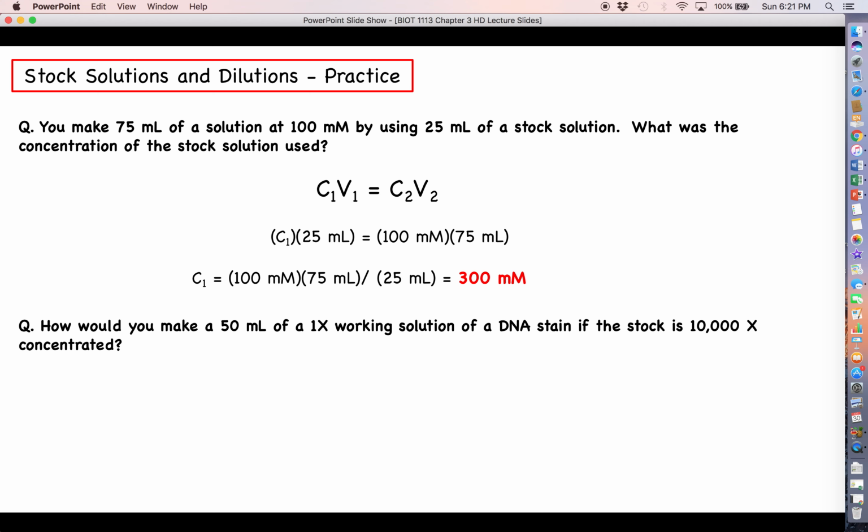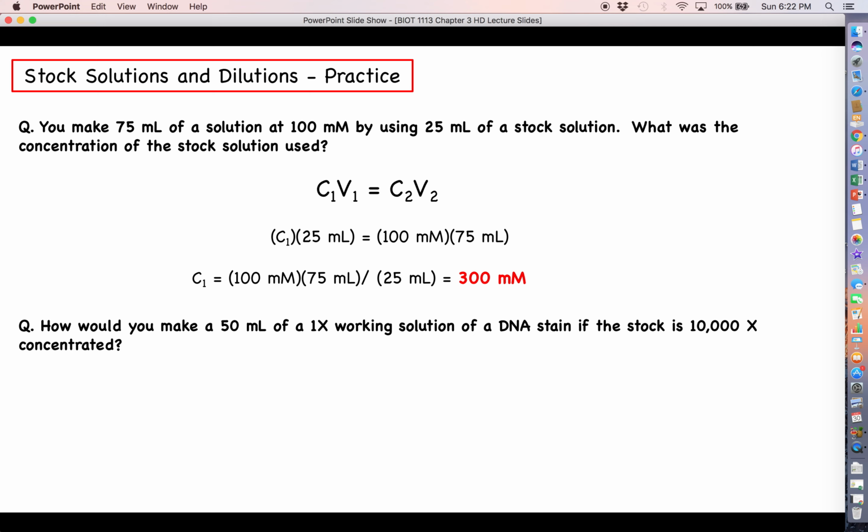This time it says, how would you make 50 milliliters of a 1x working solution of a DNA stain if the stock solution is 10,000x concentrated? So I think in a previous video I mentioned that sometimes solutions will be sent to you by companies at a particular X concentration. So they're not telling you what the molarity or what the grams per milliliter concentration is. They're basing the concentration on what you need it to be in order to work with it. So we want this concentration to be 1x. The stock solution is 10,000 times too concentrated.